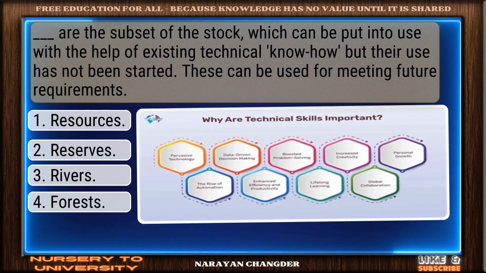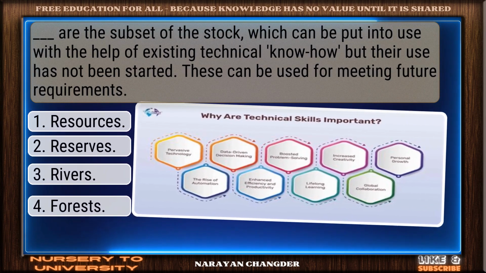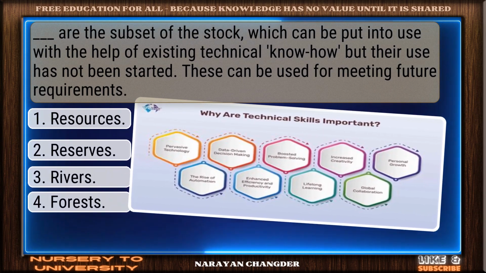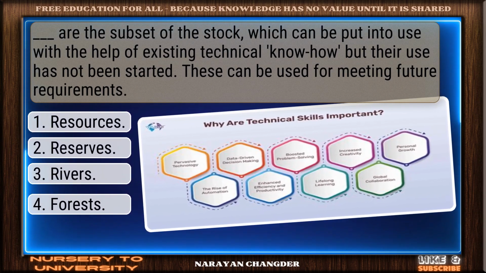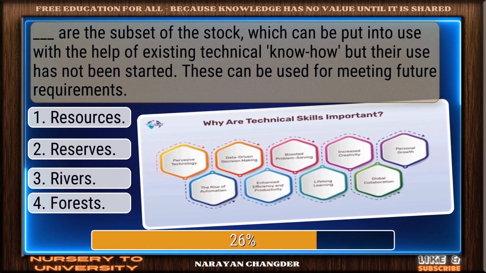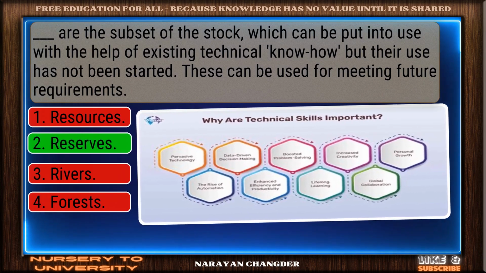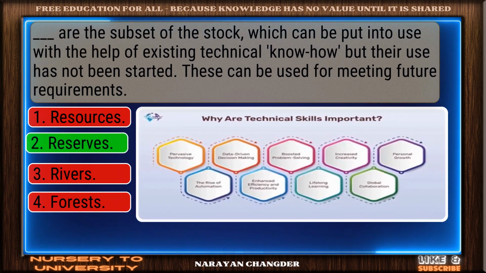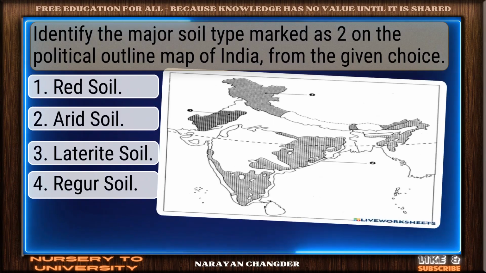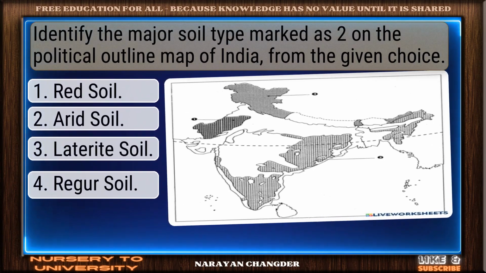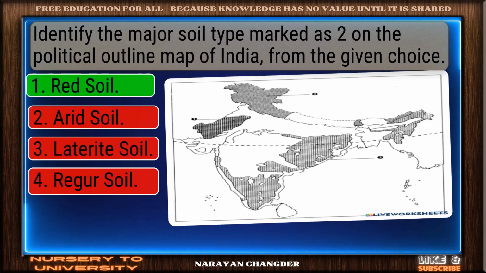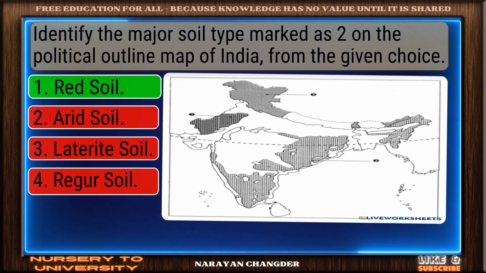Dash are the subset of the stock, which can be put into use with the help of existing technical know-how, but their use has not been started. These can be used for meeting future requirements. Good thinking. Reserves is right. Identify the major soil type marked as 2 on the political outline map of India from the given choices. Well reasoned. Red soil is correct.